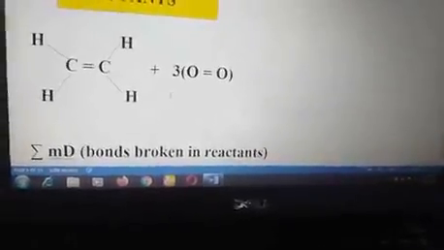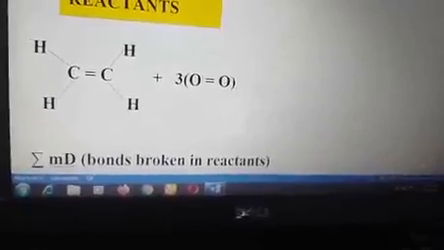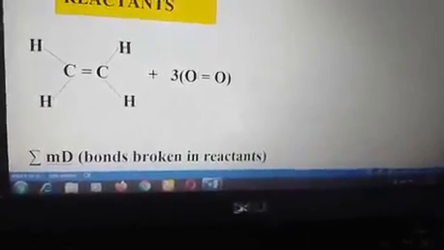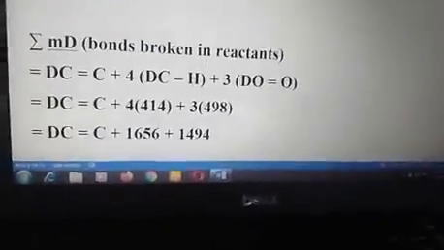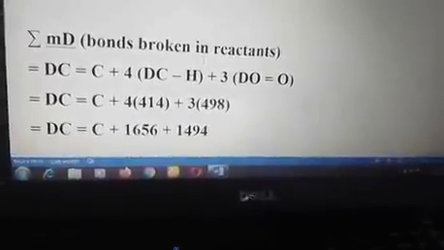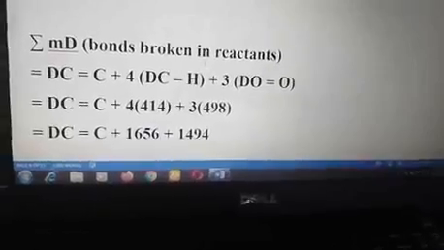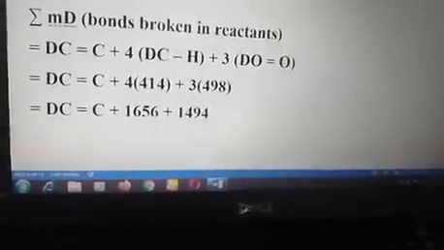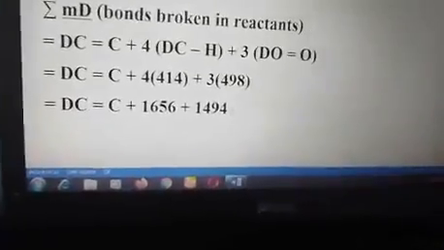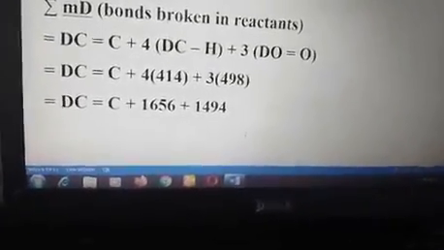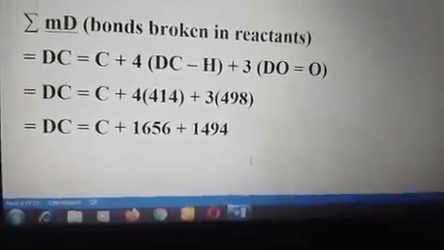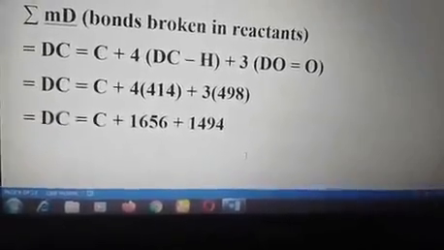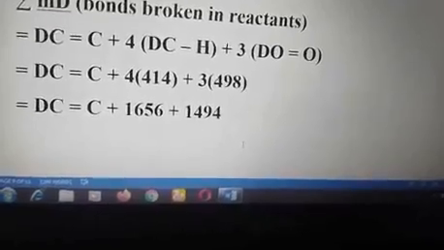Then oxygen bond, how many of them? Let's go to that. There are 3. Look at 3 O double bond oxygen. So there are 3 oxygen to oxygen double bond. Now I have that expression: D(C=C) plus 4 D(C-H) plus 3 D(O=O). We are looking for the bond energy of carbon to carbon double bond, so it's unknown. Then we'll substitute with the value of carbon to hydrogen single bond, which is 414 multiplied by 4, plus the oxygen to oxygen double bond, the bond energy is 498 multiplied by 3.